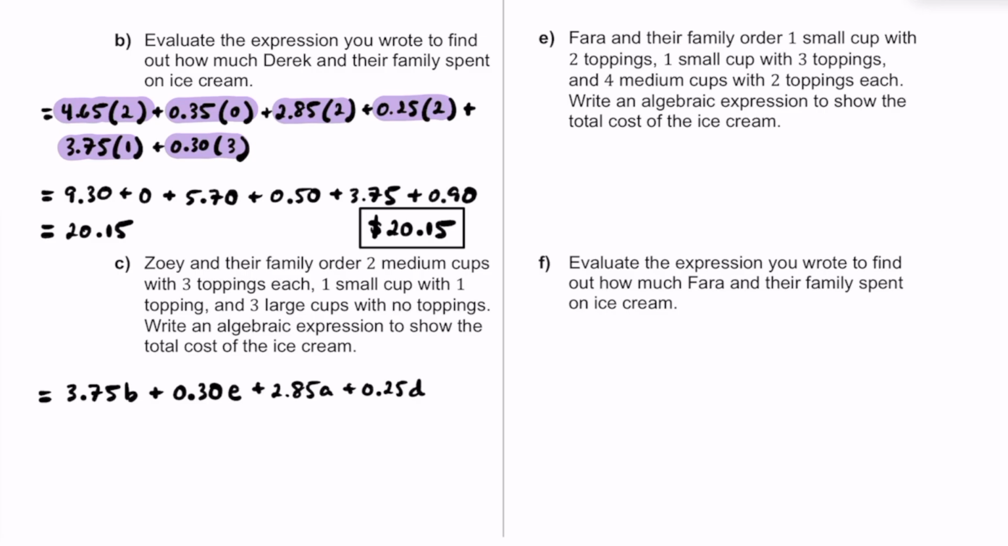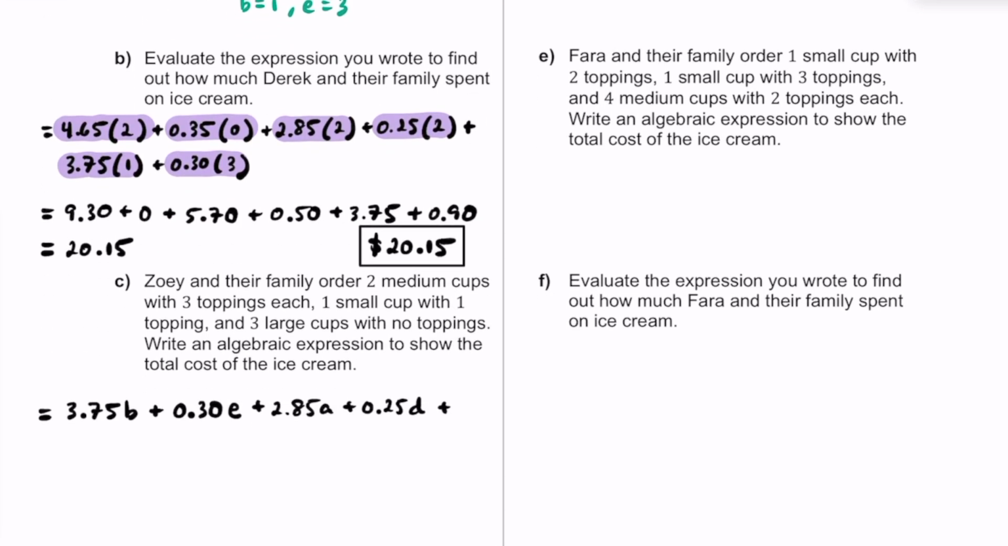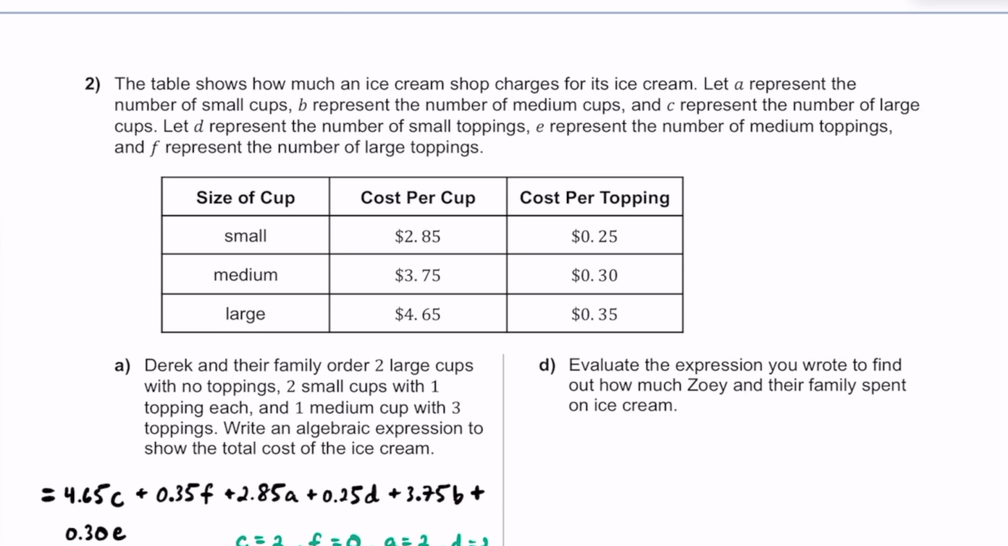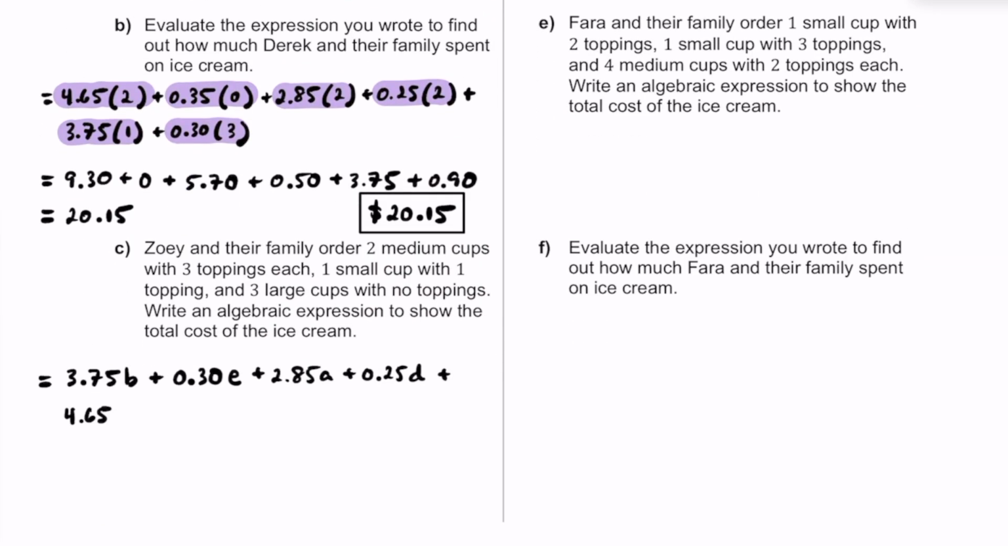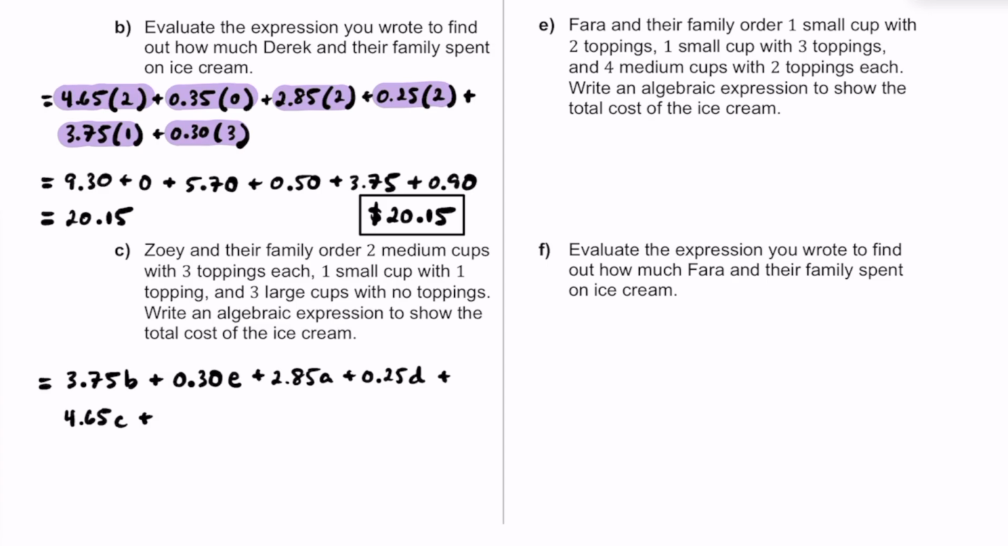And then we also are going to have 3 large cups with no topping. That's going to be $4.65 for each of the large cups. Large cups is going to be C. Plus, it's going to be no toppings, but I'm going to write this anyway for the large toppings. It's going to be 35 cents and it's going to be F. I know it's going to be 0 in a little bit, but it's 35 cents multiplied by F.